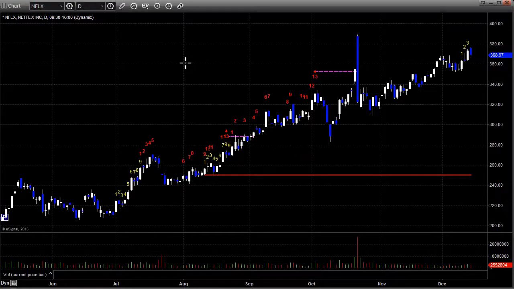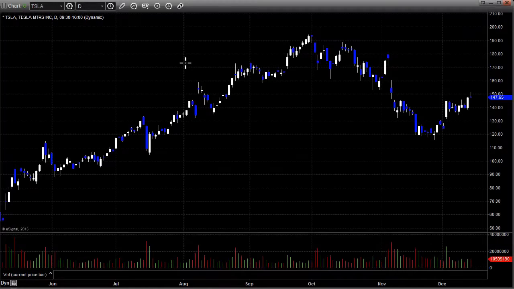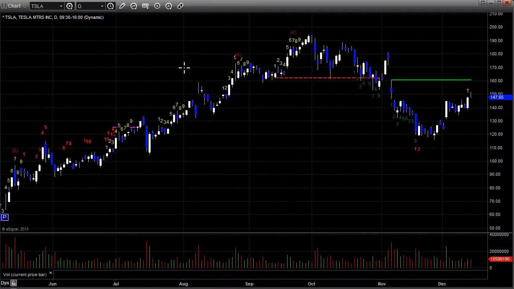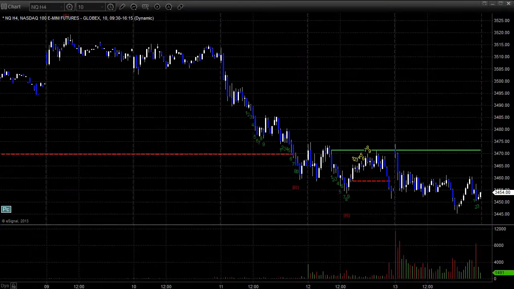Netflix started to climb this week. By the way, Tesla's made an interesting recovery. Let's take a look at the Tesla chart. It's come back a bit and is heading probably towards that green static trend line. At any rate, so that's the weekly and the intra-week action.